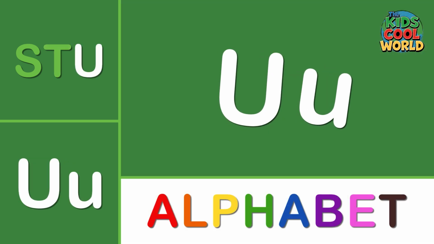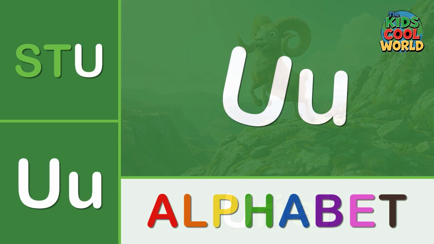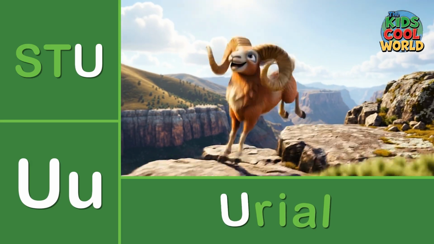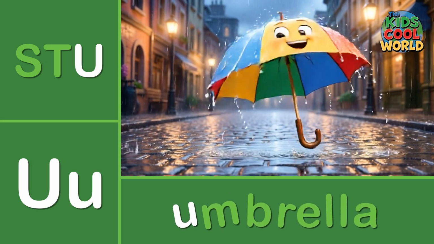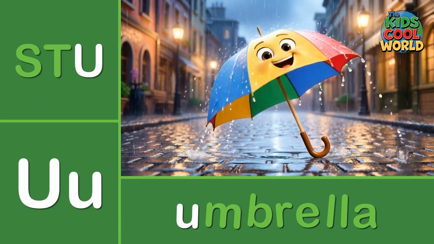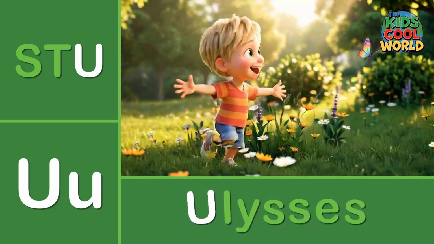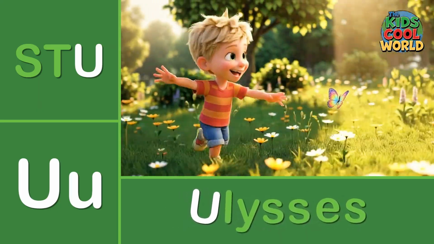It's the turn for letter U. U is for Uriel, Uriel, Uriel. U is for umbrella, umbrella, umbrella. U is for Ulysses, Ulysses, Ulysses.